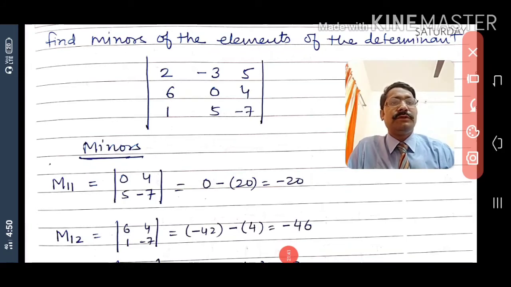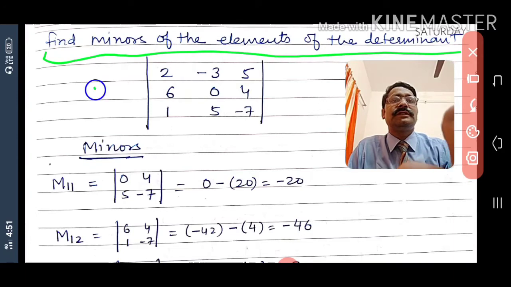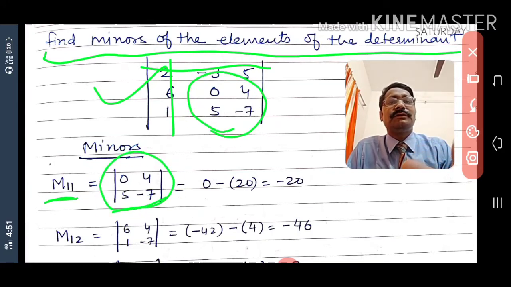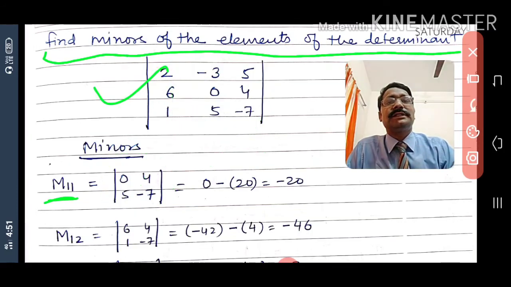Look here all of you, we will do the question: find the minors of the elements of the determinant. A 3 by 3 determinant is given and you have to find the minors. First you find capital M11, the minor of the first row and first column element, by writing the remaining elements here. And you open these by cross multiplying. When you cross multiply, 0 into minus 7 is 0, and 4 into 5 is 20, and we get minus 20. Similarly, we find the next, M12. M12 means the first row second column element, that is here.